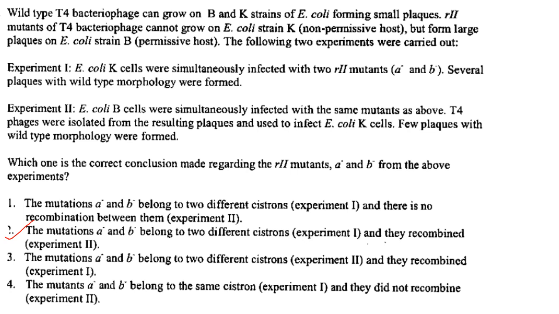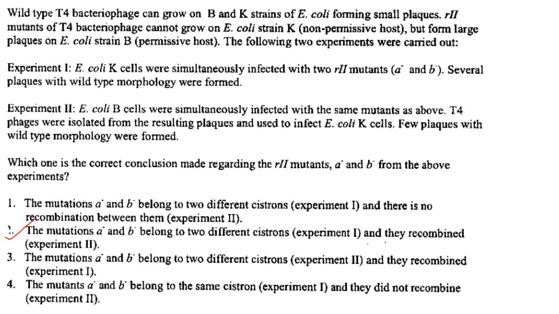E. coli B cells were simultaneously infected with the same mutants as above. Now B cells are permissive for the R2 mutants of T4 bacteriophage. T4 phages were isolated from the resulting plaques and used to infect E. coli K cells. Now you got so many T4 plaques from the E. coli B cells, and they were used for infecting E. coli K cells, which is a non-permissive host.